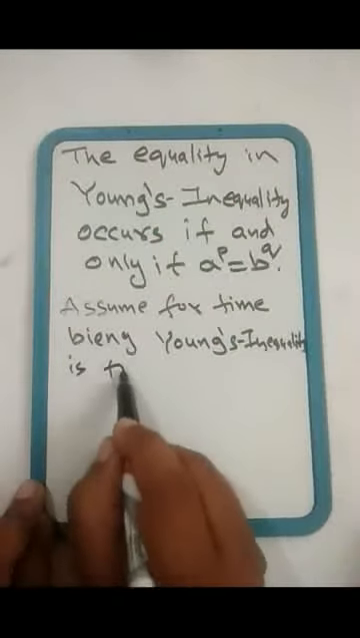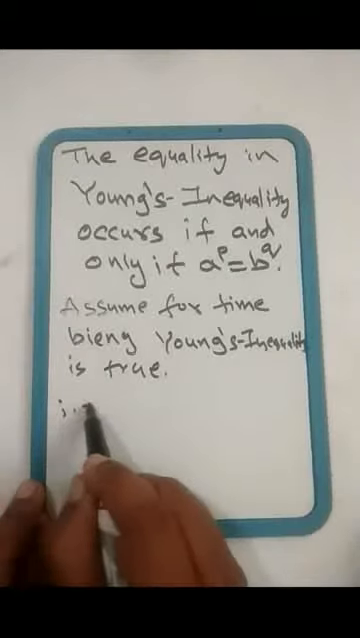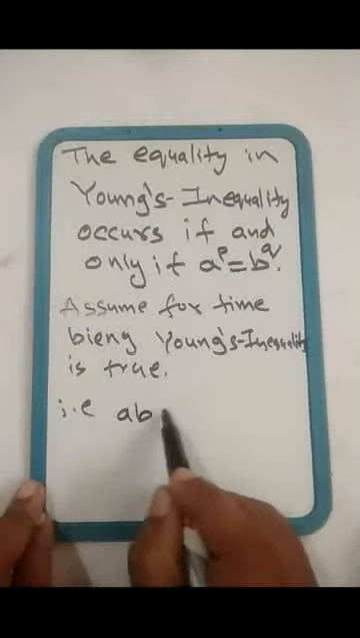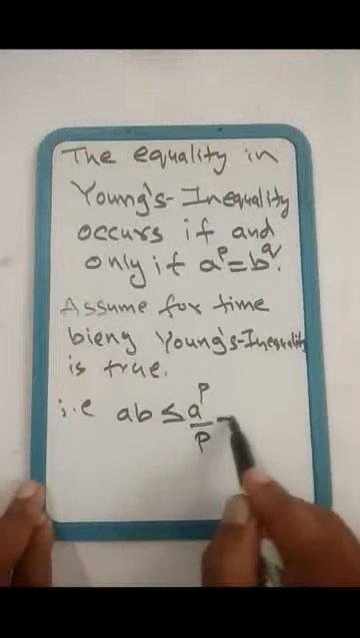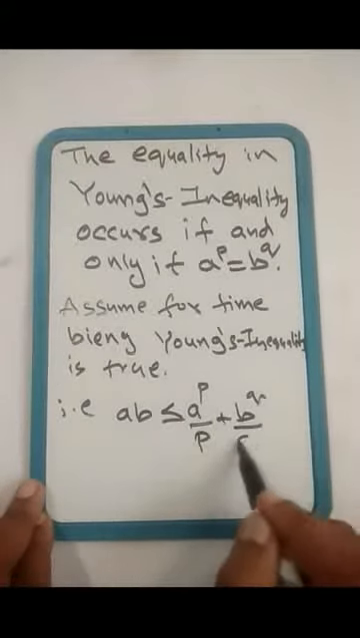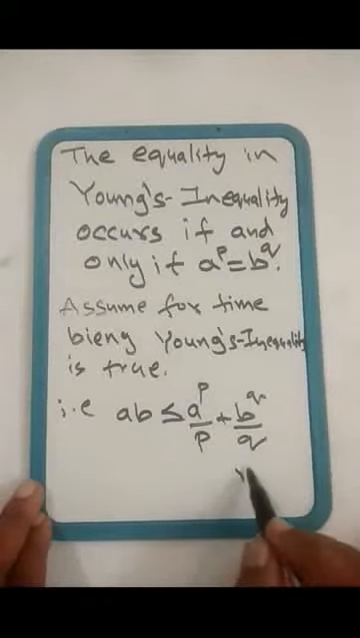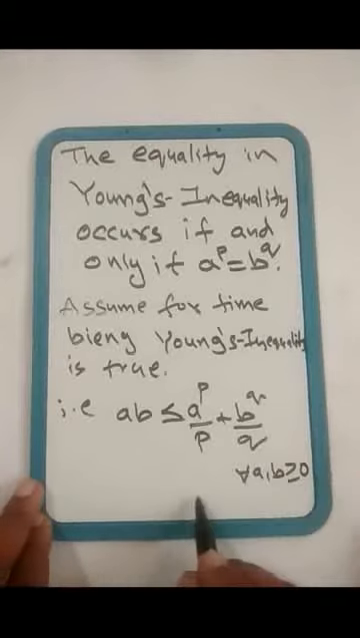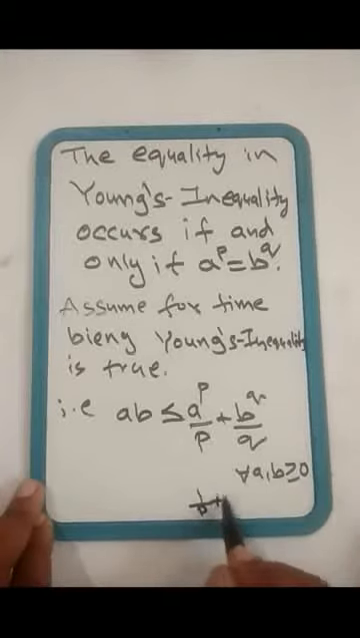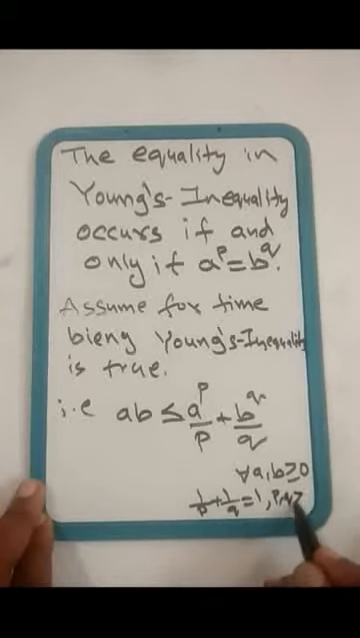Is true. That is, ab is less than or equal to a raised to p upon p plus b raised to q upon q, for all a and b greater than or equal to 0, and 1 by p plus 1 by q is equal to 1, with p and q strictly greater than 1, and they are real numbers.